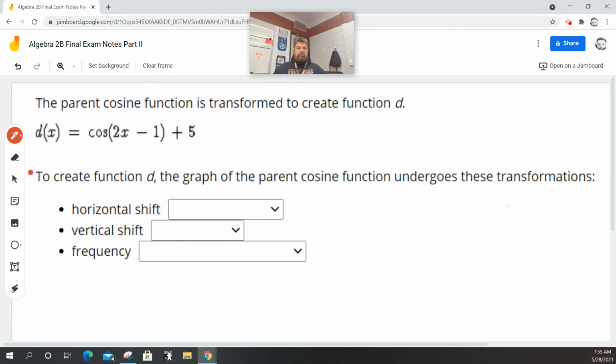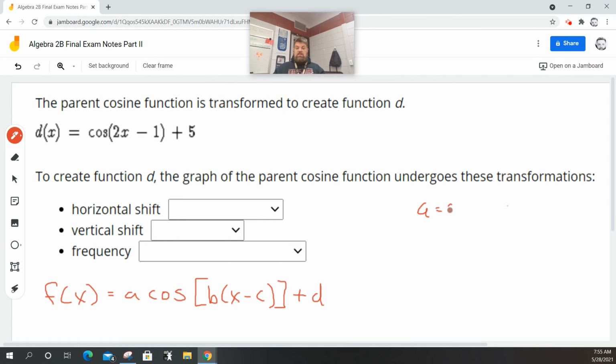Remember that when I say f of x, I've got a is the amplitude times cosine, and then b has an impact on the period or the compression, right? And then there's x minus c. C is the horizontal shift, and then plus d is the vertical shift. So let's write that down real quick.